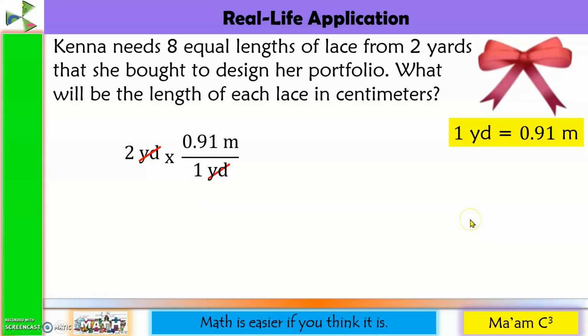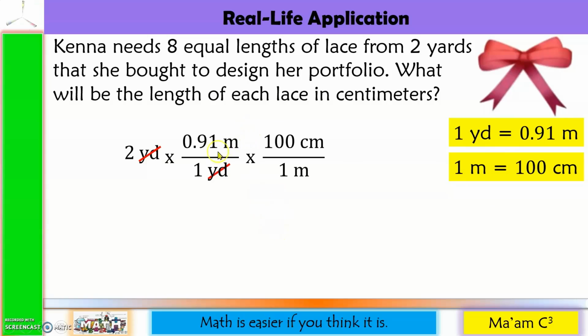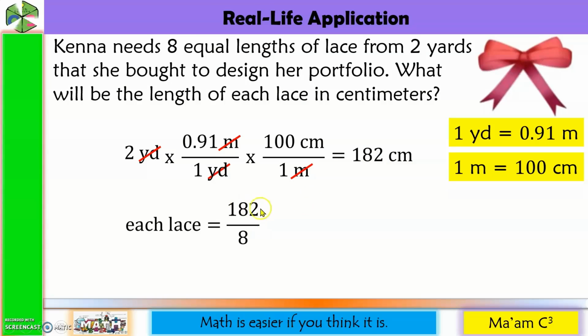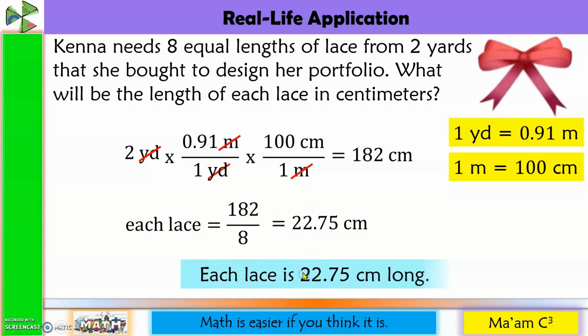Our conversion factor from meter to centimeter is 1 meter is equal to 100 centimeters. So meter in the numerator, so meter here should be in the denominator. So times 100 centimeters over 1 meter. Now we can cancel the meters. So 2 times 0.91 times 100 is 182 centimeters. Since Kina needs 8 equal lengths, we are going to divide 182 centimeters by 8. And 182 divided by 8 is 22.75. Therefore, each lace is 22.75 centimeters long.